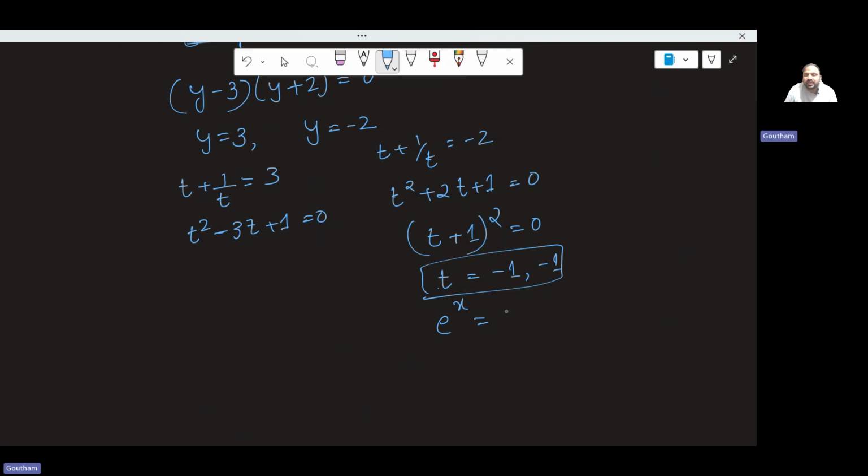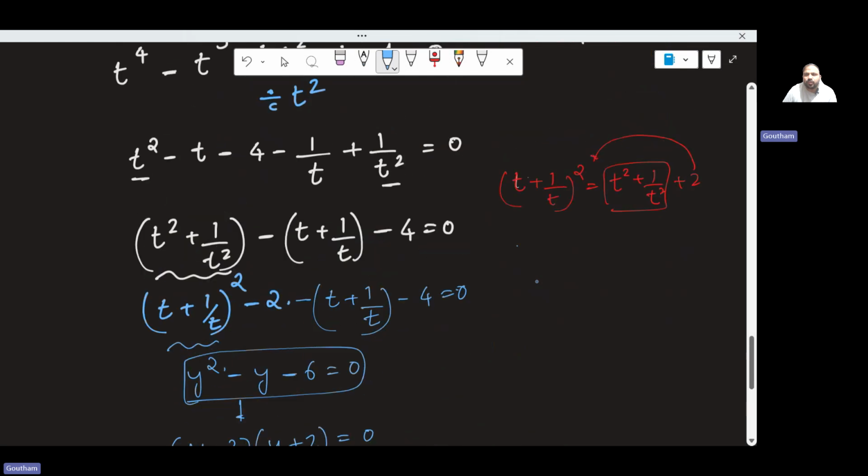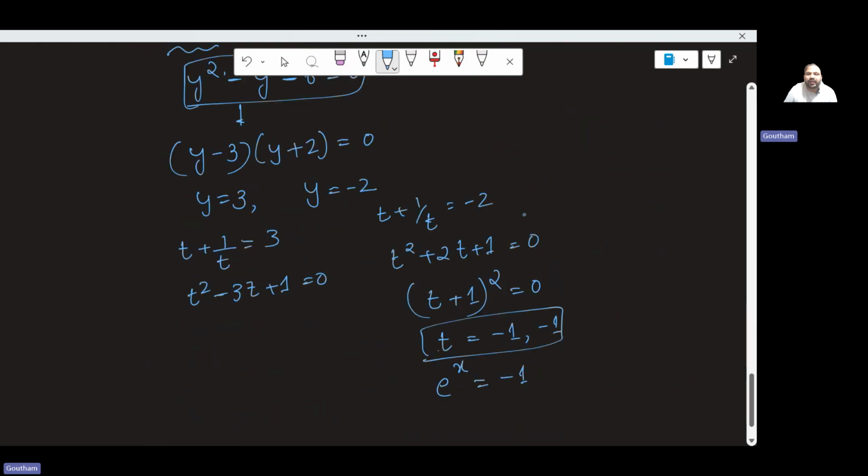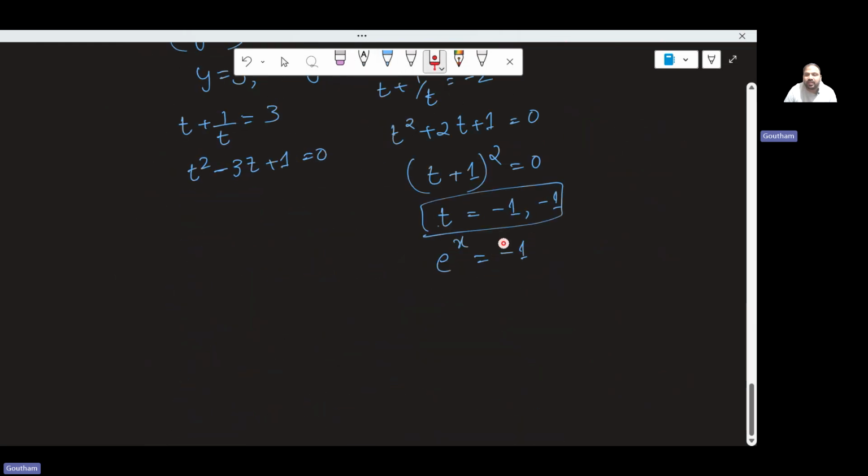All right. Now t is equal to -1 हो सकता है क्या? We just now discussed, sir, exponential functions can never have negative values, right? So it can never have negative values. So this is rejected. All right.